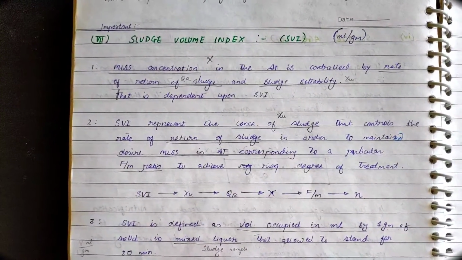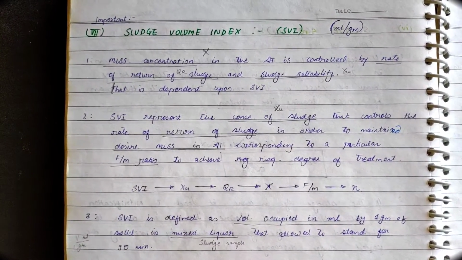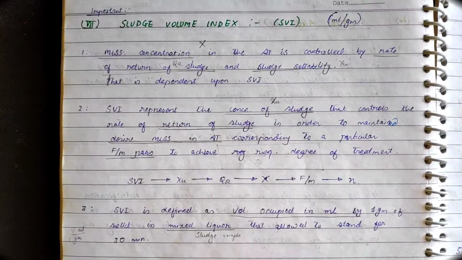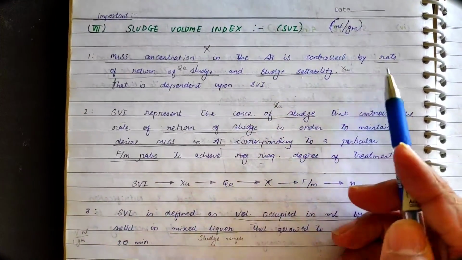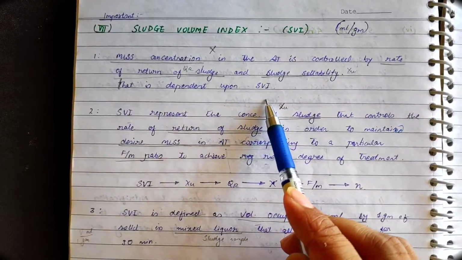And the last topic is the sludge volume index, which is also called the SVI. It is defined in ml per gram. The MLSS concentration in the aeration tank is controlled by the rate of return sludge and the sludge settleability, which depend upon the SVI.